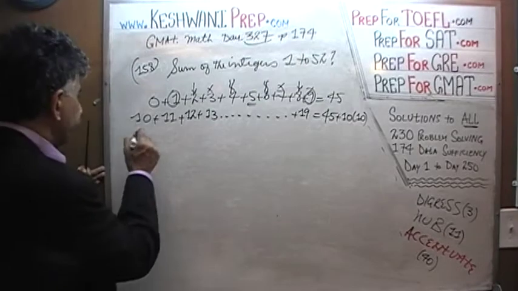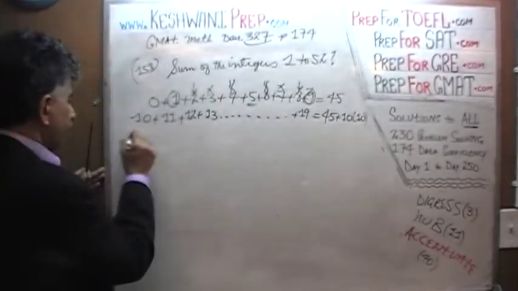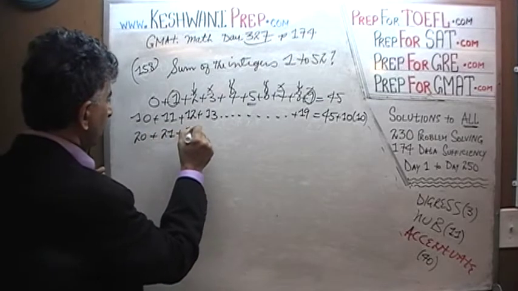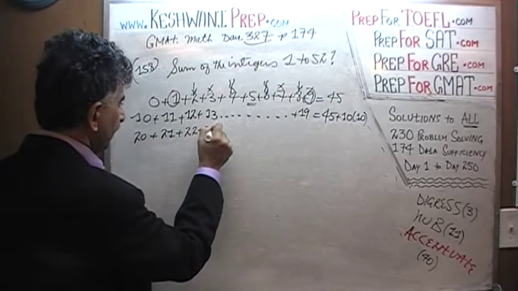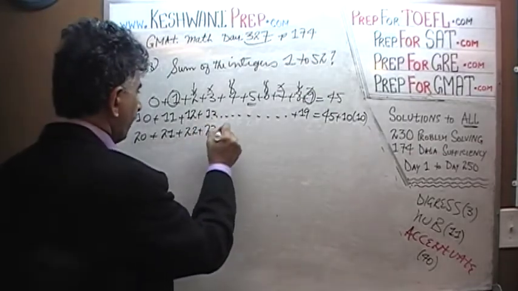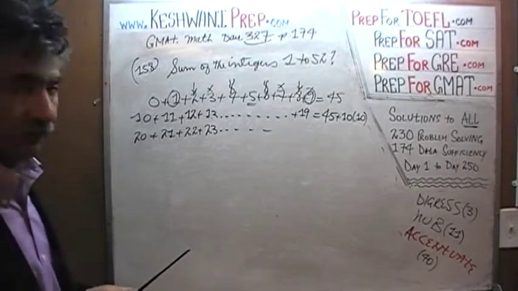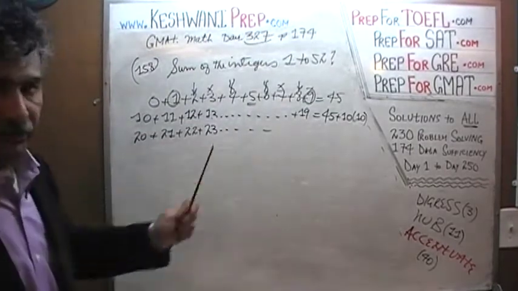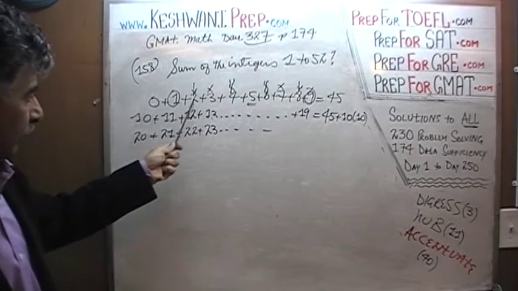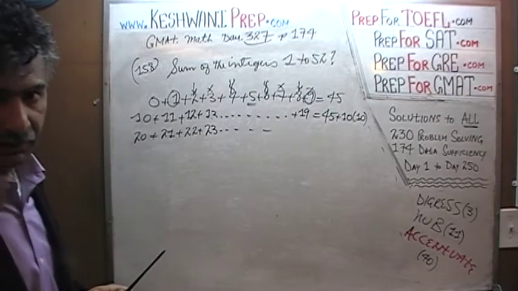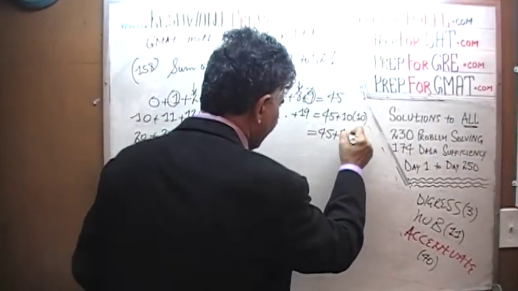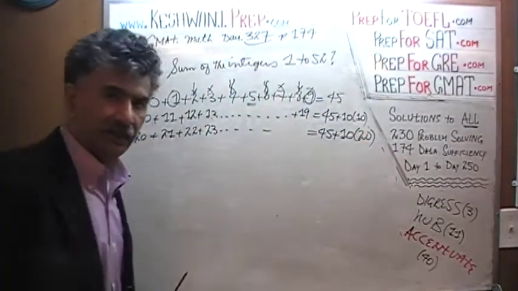Let's do the next one. We start at 19, so we begin our story with 20: 20 plus 21 plus 22 plus 23, and so forth. What do you notice? Compare this series with the original series. We have a 0 here, we have a 20 here. We have a 1 here, we have a 21 here. We have a 2 here, we have a 22 here. You get the idea. It's the same exact series as before. It's going to be 45 plus 10 20s.